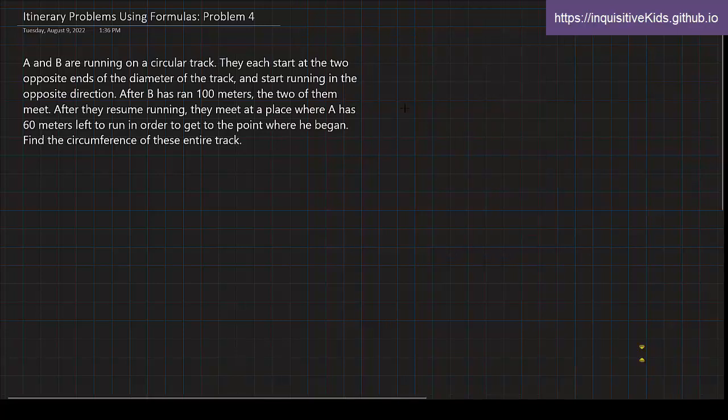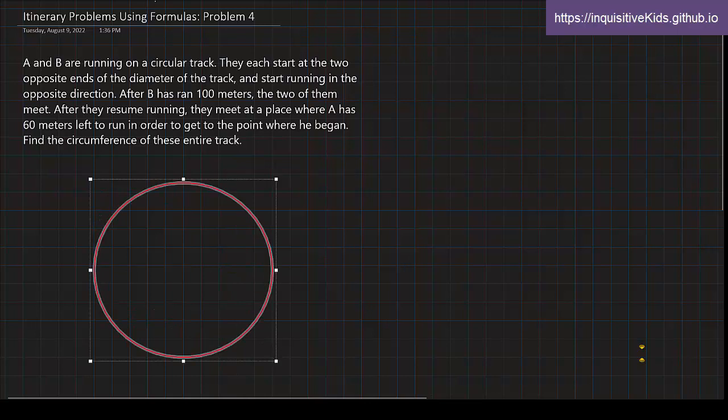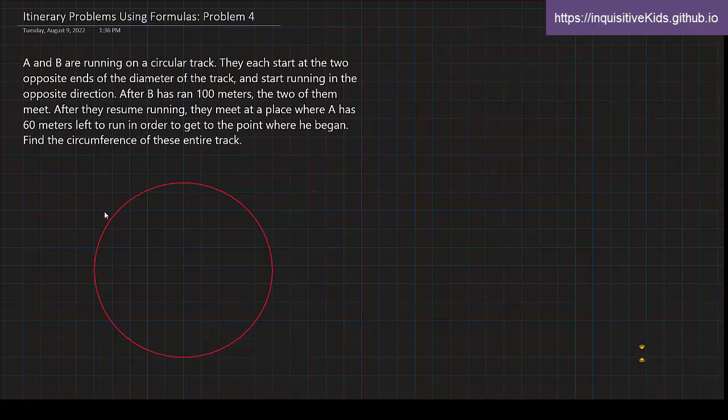So yeah, I forgot to do that, but let's first make the sketch. This should be like this, and we know that they're on the opposite ends of the diameter. So that would be about like here. So A could be starting here and B could be starting here.